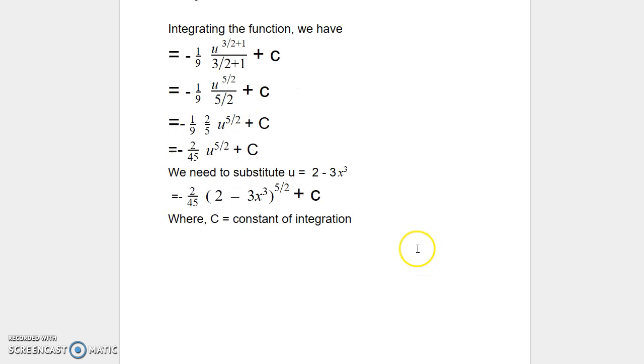So this is the way we're going to solve example problems using integration by substitution. In my next video presentation, we will be solving more example problems related to integration by substitution.